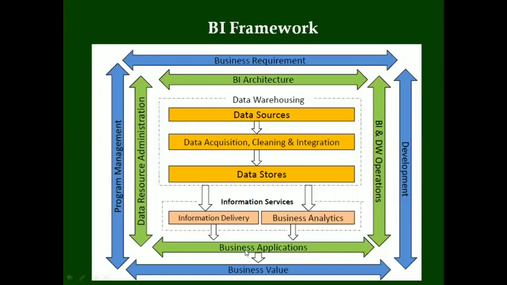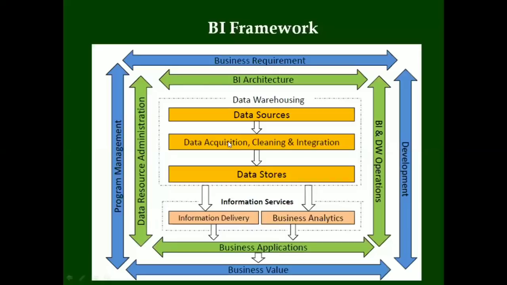So we are going from the outer layer to the inner layers of a BI framework. First of all, we have discussed the business layer, and the business layer has four parts: business requirement, development, business value, and program management. After that, we have the second layer, the administration and operation layer, and it has parts like BI architecture, BI and data warehousing operations, business applications, and data resource administration. In coming slides, we will discuss all the elements in depth.